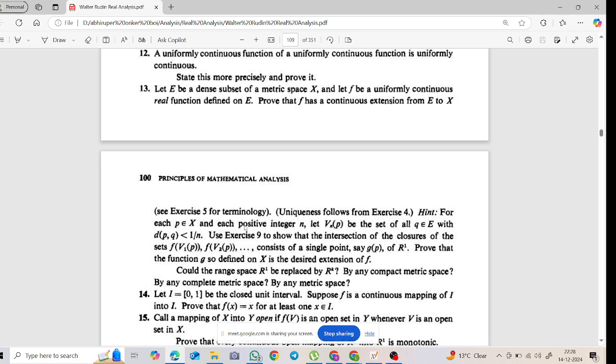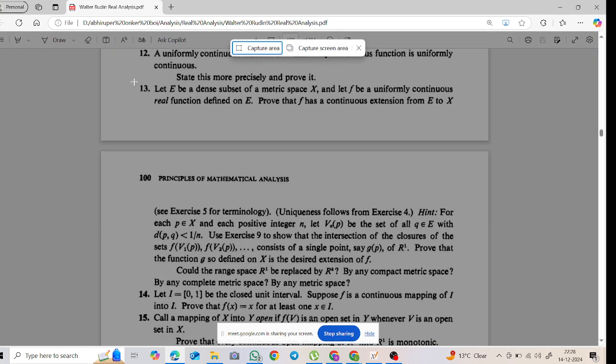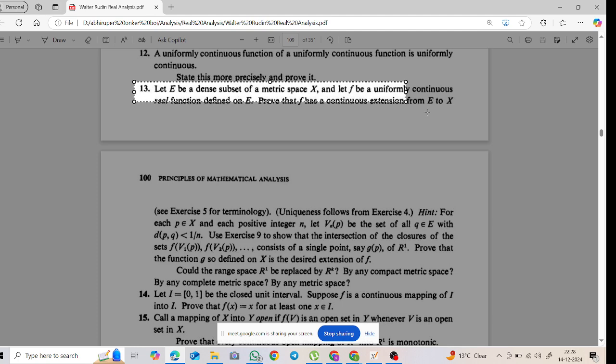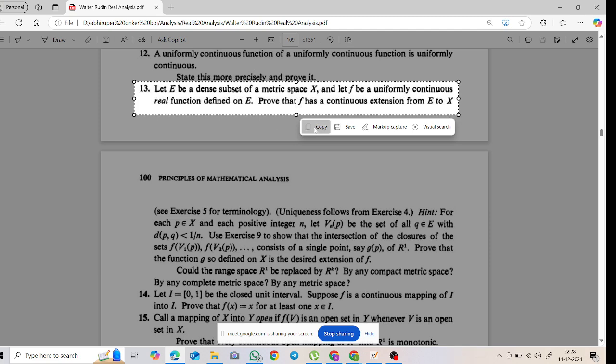So E is a dense subset of a metric space X and f is a uniformly continuous real function defined on E. Prove that f has a continuous extension from E to X. First, let's look for a counterexample if the denseness or the uniform continuity is withdrawn.